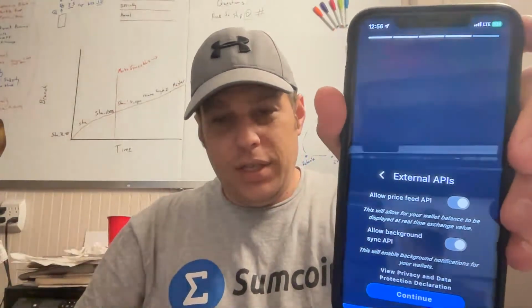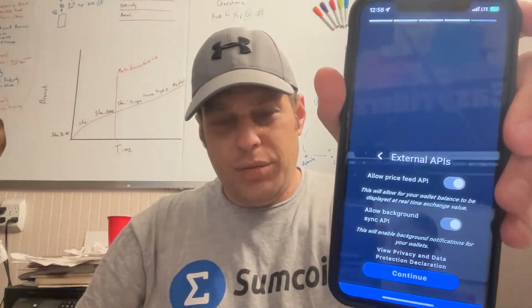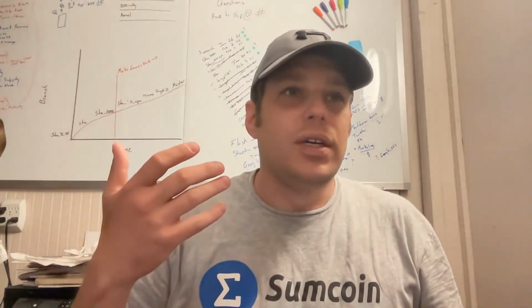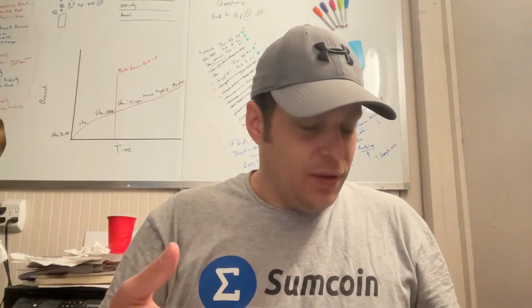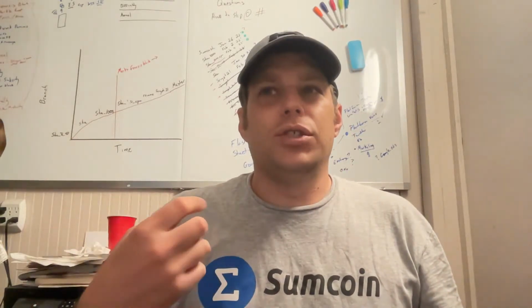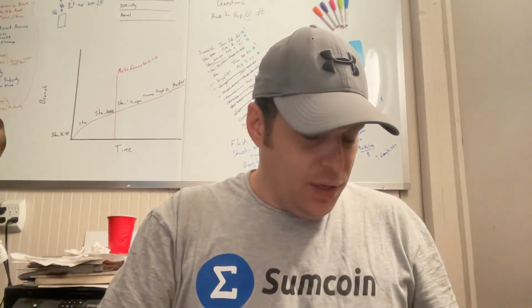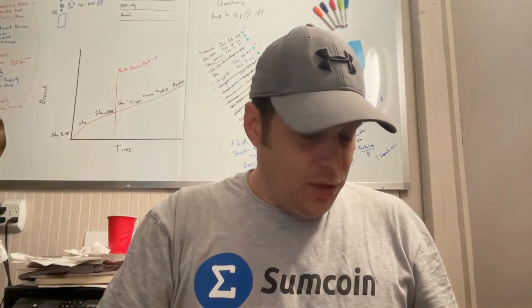And then the next thing is pre-turned on, which is just price feed and background sync. So that's going to be just what it sounds like, the rate information to be able to update, and then the background sync to be able to check for transactions on the network so that it can update that in your app. Okay, so continue.